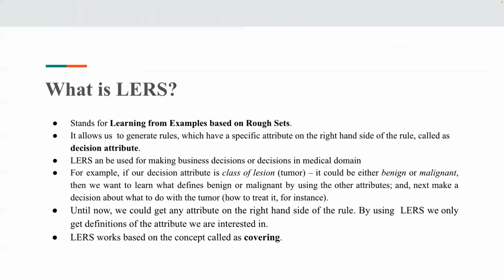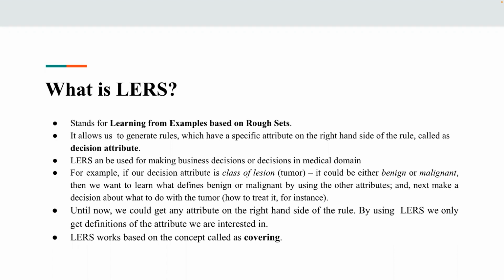So the first topic which we are looking at is what is LERS? LERS stands for Learning from Example Based on Rough Sets. It allows us to generate rules which have a specific attribute on the right-hand side of the rule called the decision attribute. LERS can be used for making business decisions or decisions in the medical domain. For example, if our decision attribute is a class of lesions, that is a tumor, it could be either benign or malignant. Then we want to learn what decision, benign or malignant, by using the other attributes, and next make a decision about what to do with the tumor, like how to treat it, for instance.